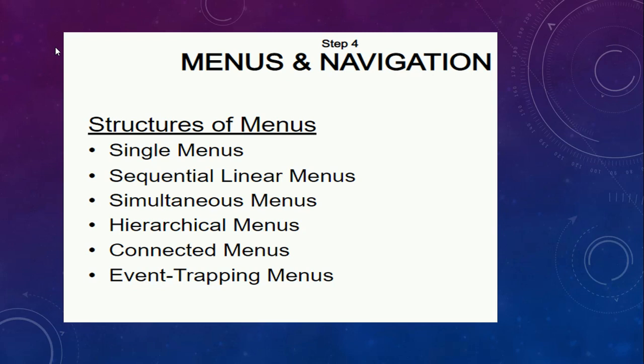So in this chapter we have certain structures of menus. First one, you have single menus. In detail let us see that again. Single menus, sequential linear menus, simultaneous menus, hierarchical menus, connected menus, and event trapping menus. So let us go to this particular topic, that is single menus.